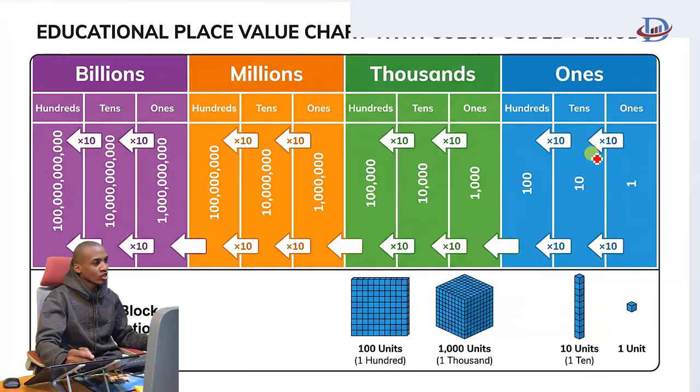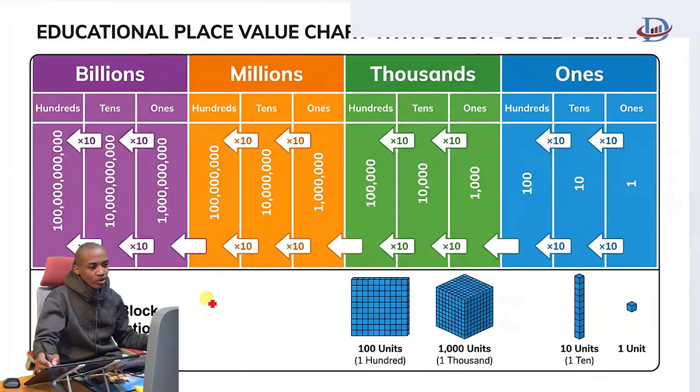So before we talk about the digit value, just understand that in each period we have the common place value positions, which are ones, tens, and hundreds. Ones, tens, and hundreds. So that is the common one.